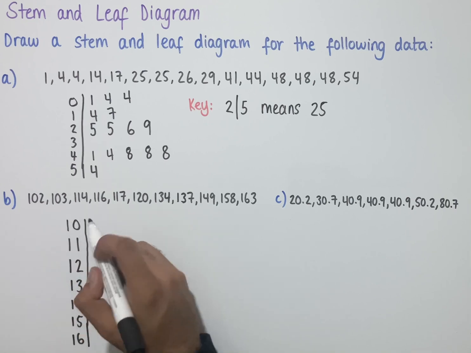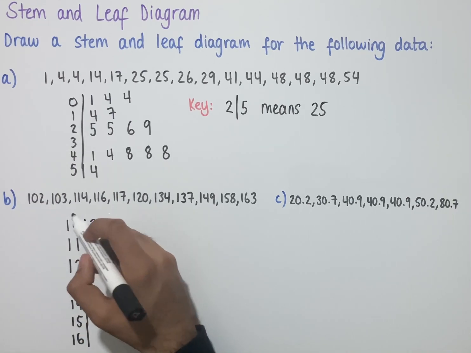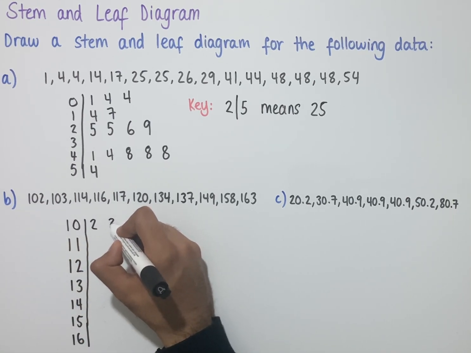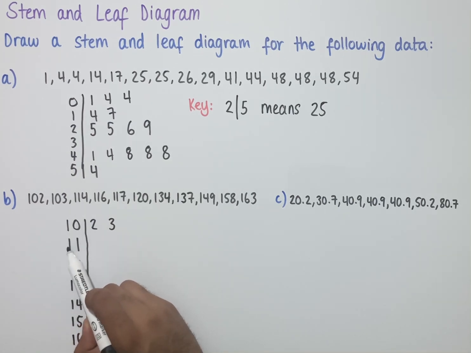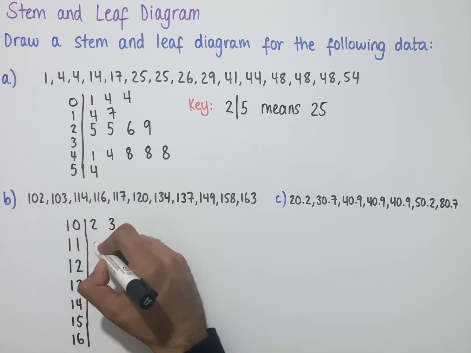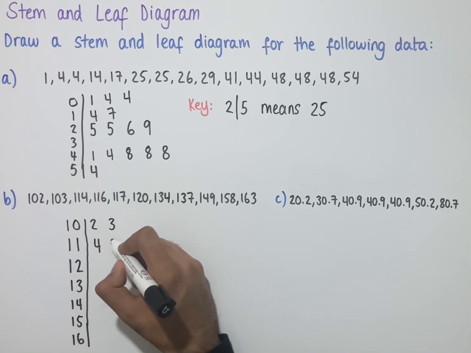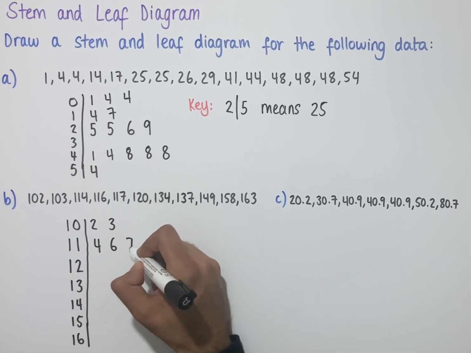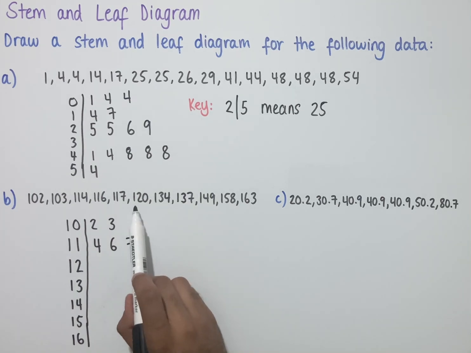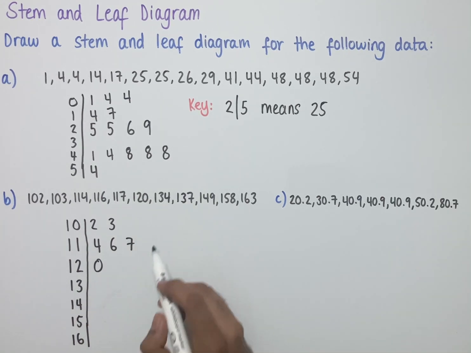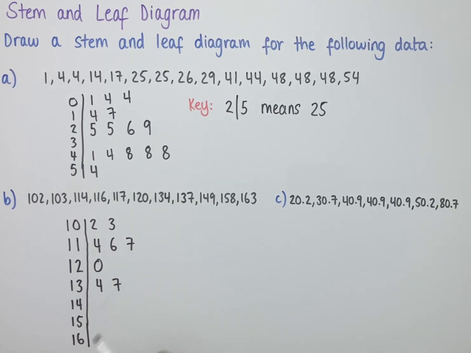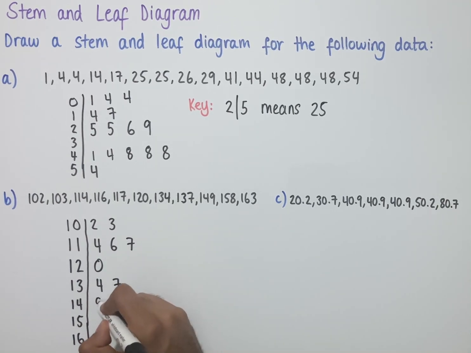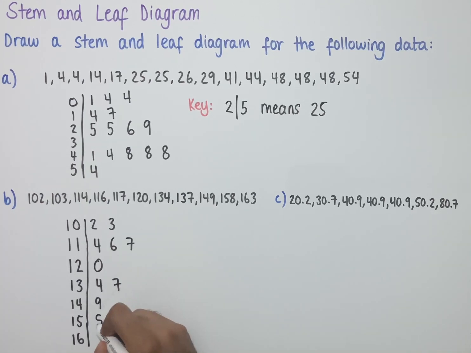The first number is 102, which has 2 units. The next number is 103, which has 3 units. Then moving on, we have 114, so that's 100, 1 ten, and 4 units. 116, which is 6 units. 117, which has 7 units. Then moving on to 120, we place a 0. Moving on to 134, 137, place a 7. 149, place a 9. 108, place an 8. And 163, place a 3.